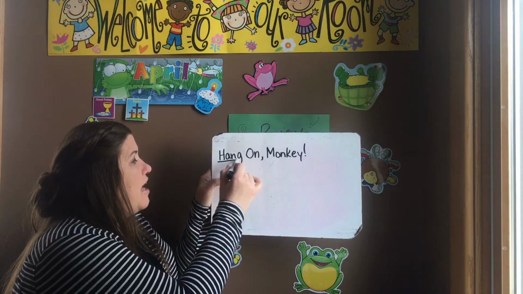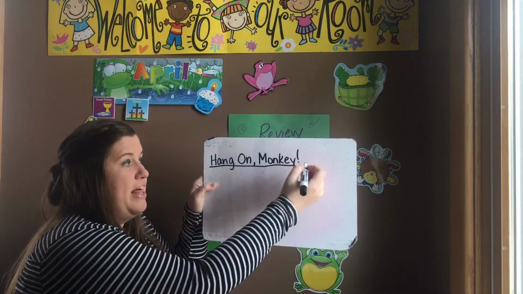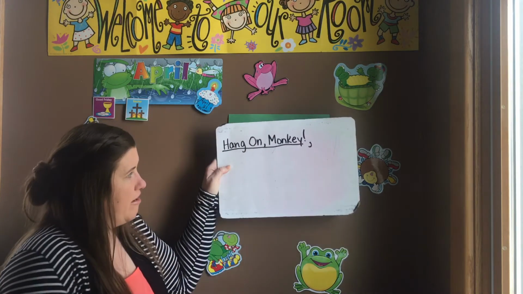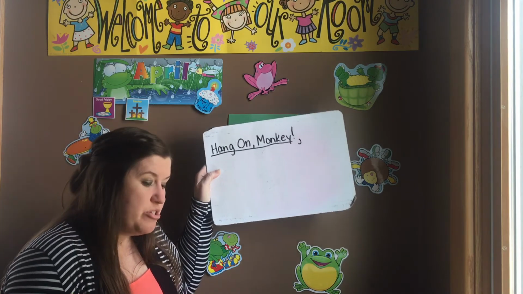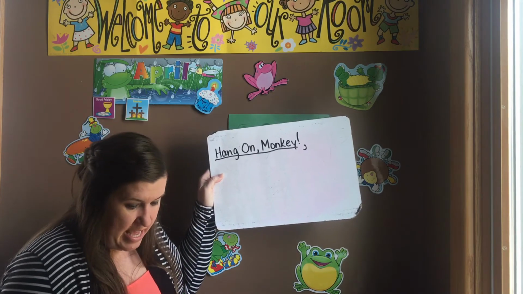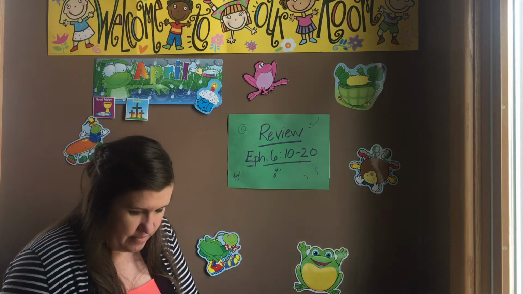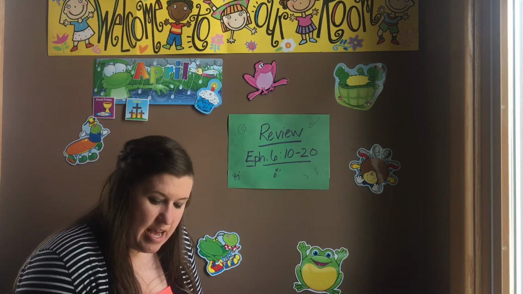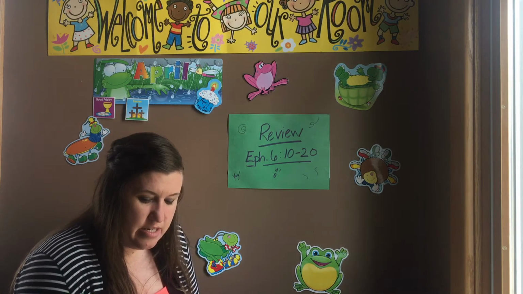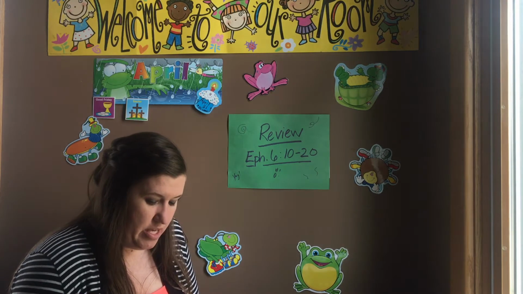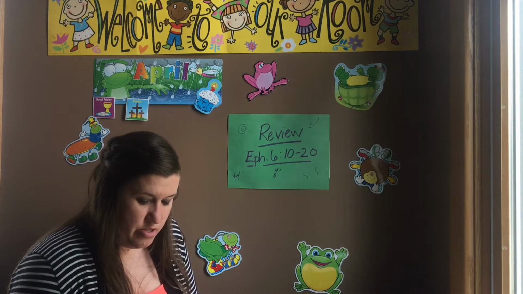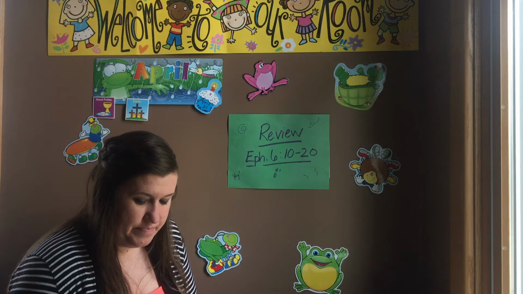I'm going to underline it because that's what it says to do. Then I'm going to put a comma down here. And then I'm going to write the author's name. And I am going to put Susan B. Newman.